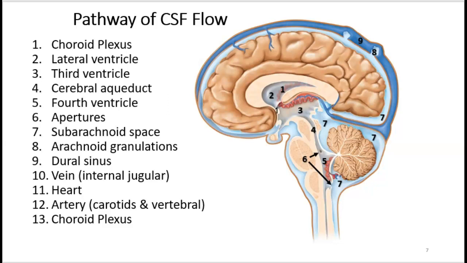When cerebrospinal fluid reaches the fourth ventricle, it leaves the interior of the brain through apertures that puncture the pia mater and allow the CSF to enter the subarachnoid space. As more and more CSF is produced, a force is generated causing the CSF to move superiorly, where there are openings into the dural venous sinuses called granulations.